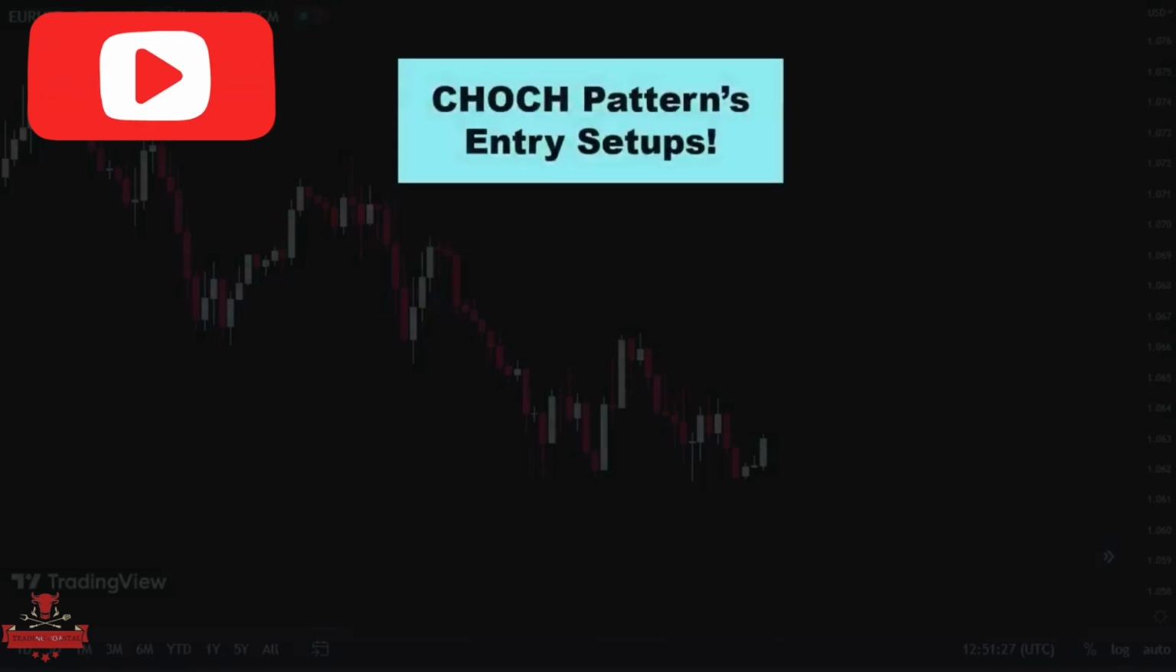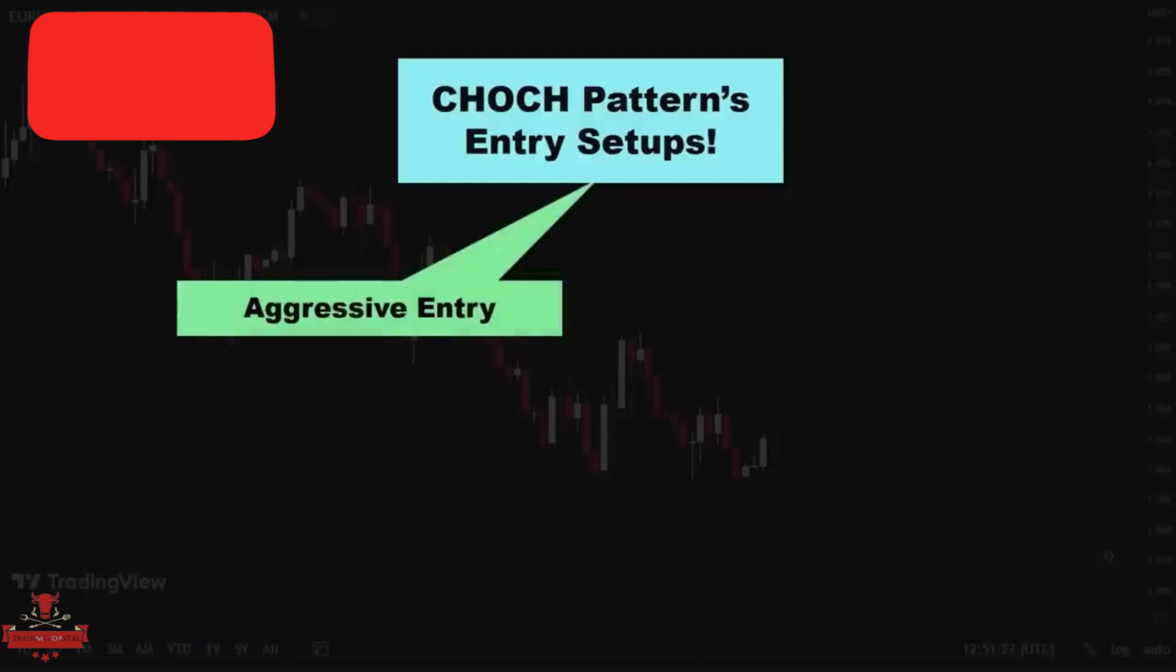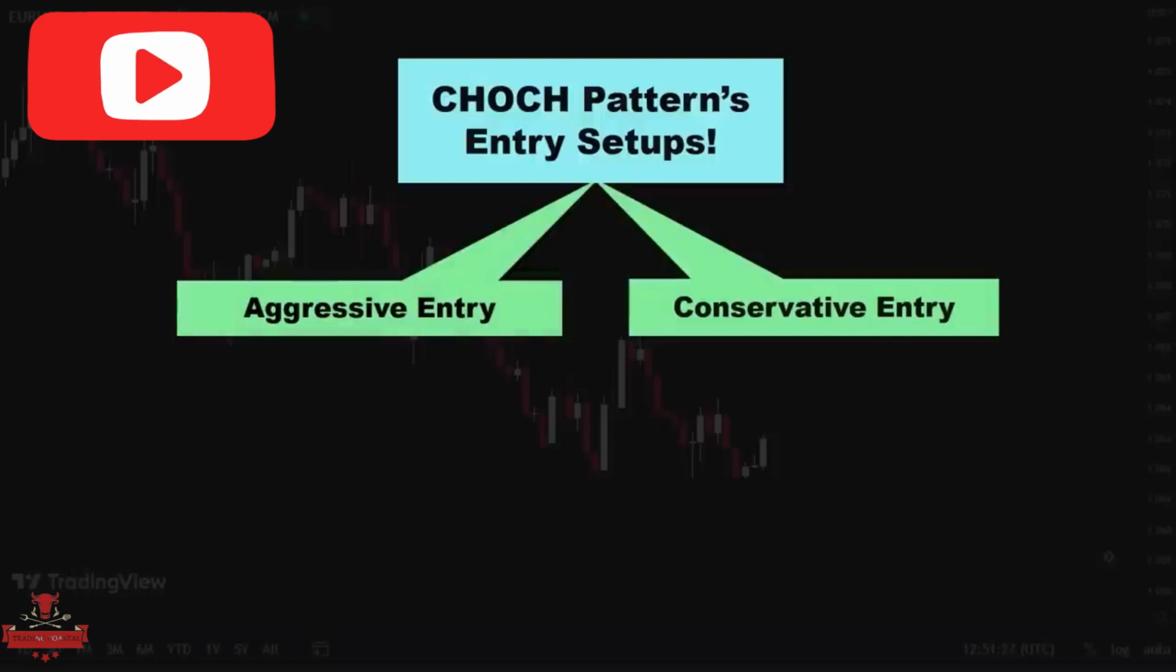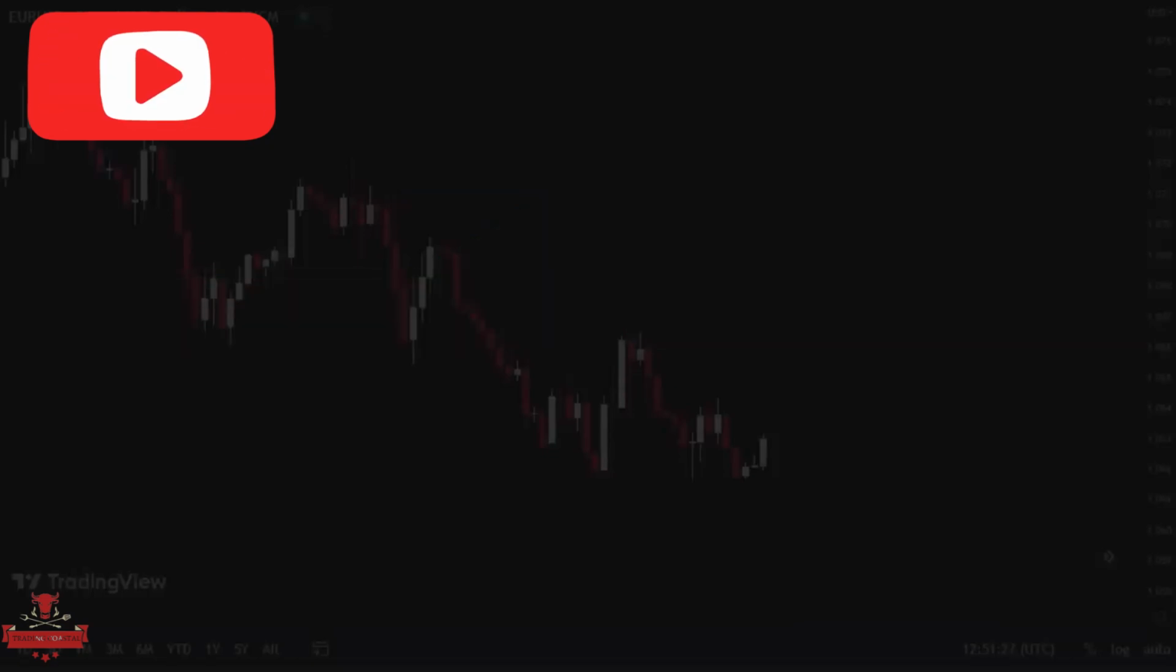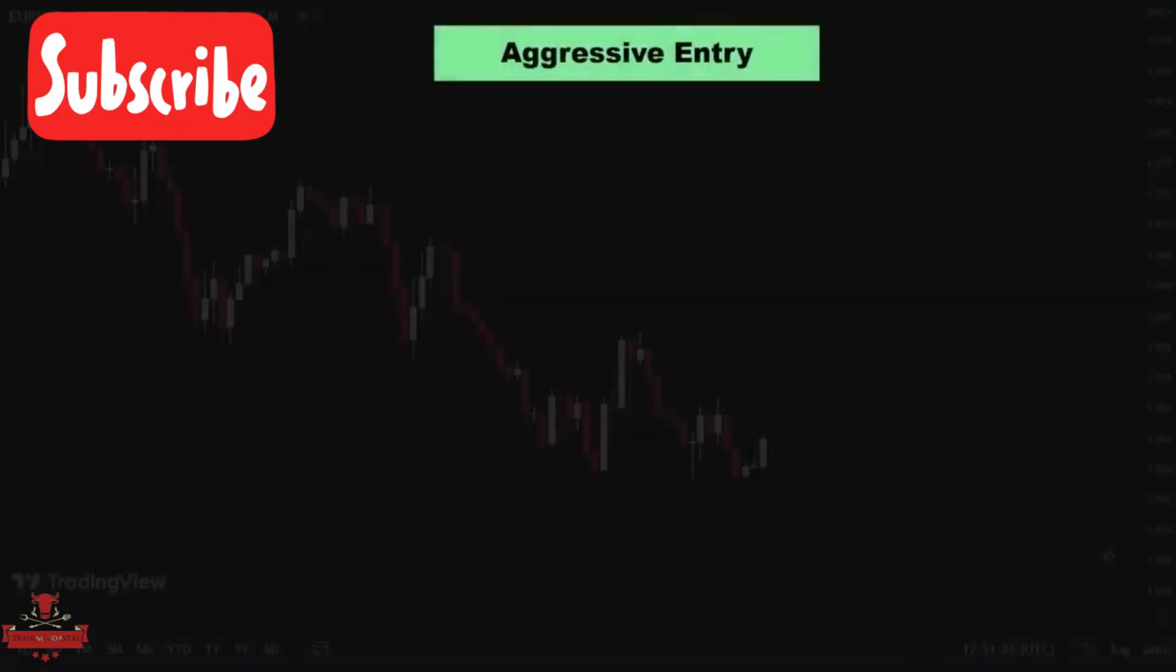For using a change of character pattern to take trades, we can use two different types of entry. One, aggressive entry type, and the second is conservative entry type. So let's discuss both of them in detail. I'm going to start with the aggressive entry model.